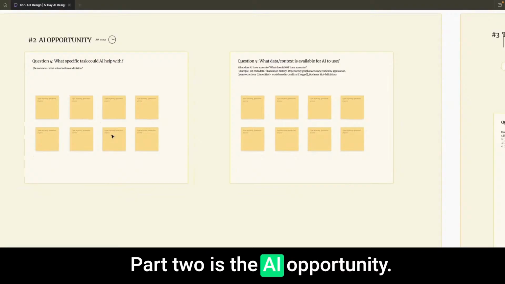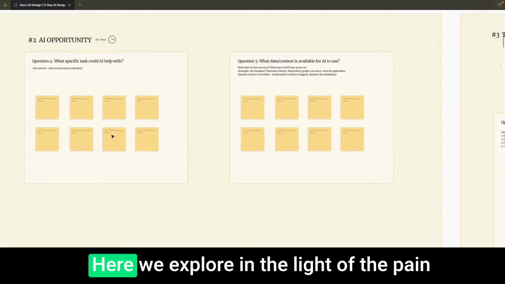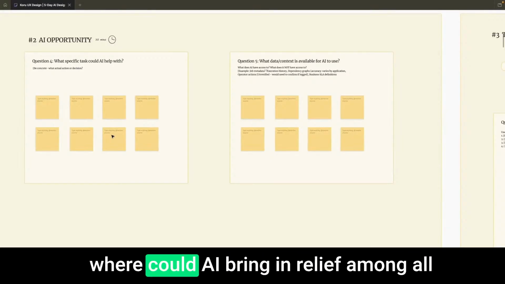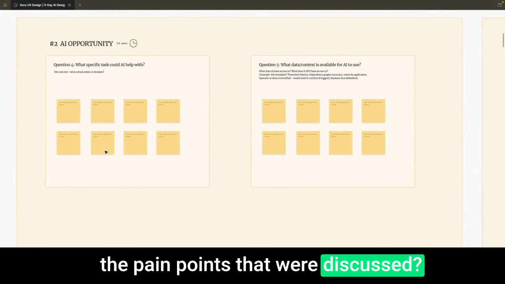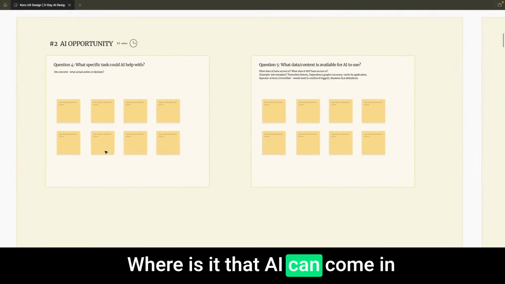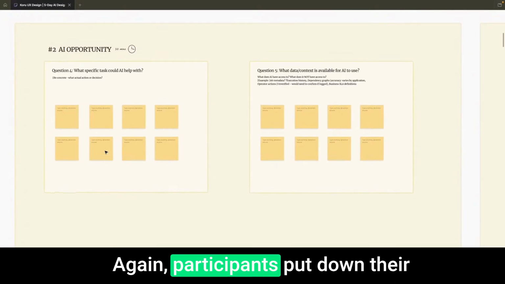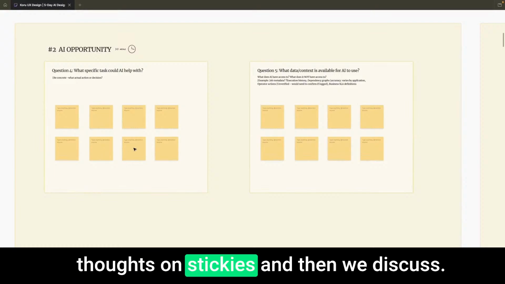Part 2 is the AI opportunity. Here we explore, in the light of the pain points we listed in the previous part, where AI could bring in relief. Among all the pain points that were discussed, where is it that AI can come in and elevate that experience? Again, participants put down their thoughts on stickies and then we discuss.